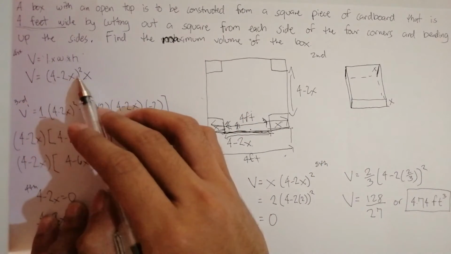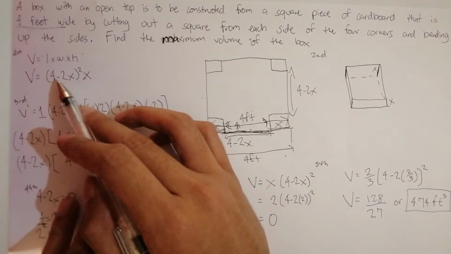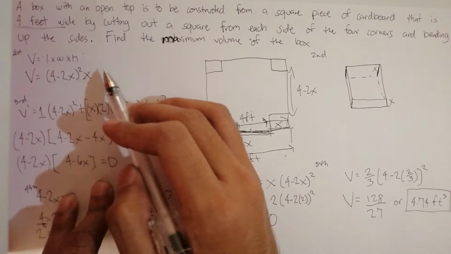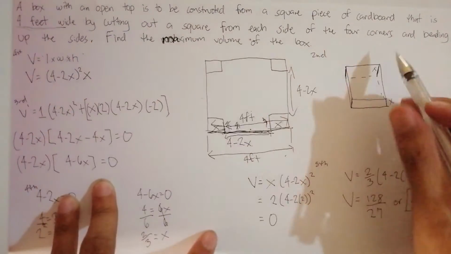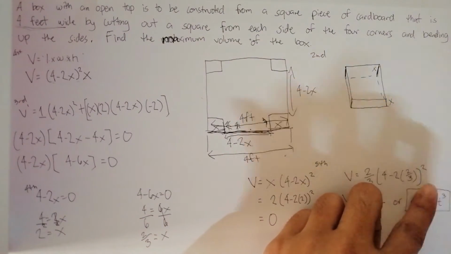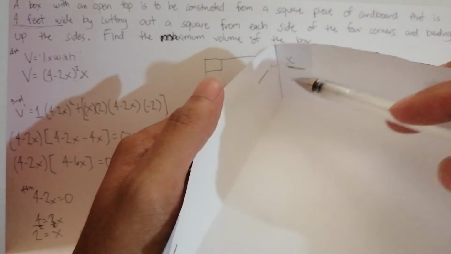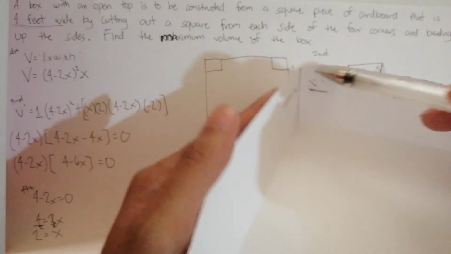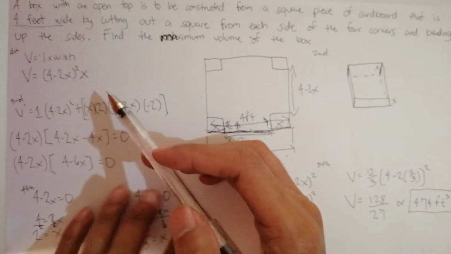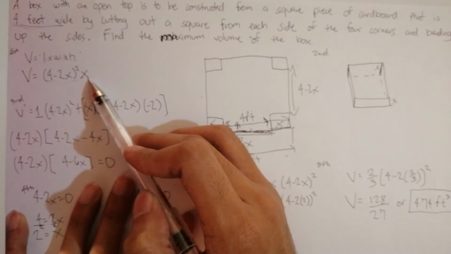We get 4 minus 2x squared because length times width is the same as 4 minus 2x times 4 minus 2x, or 4 minus 2x squared, times the height, which is the height of the box, because we fold it up and we get this height and we represent it with x. Now we derive the formula 4 minus 2x squared times x.